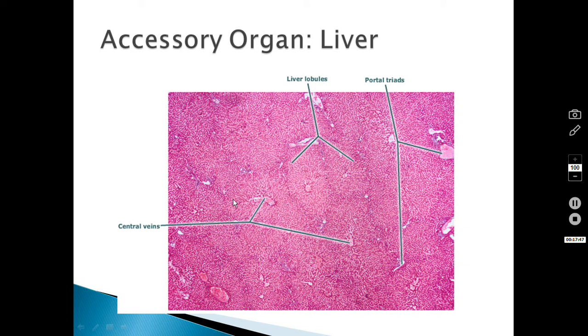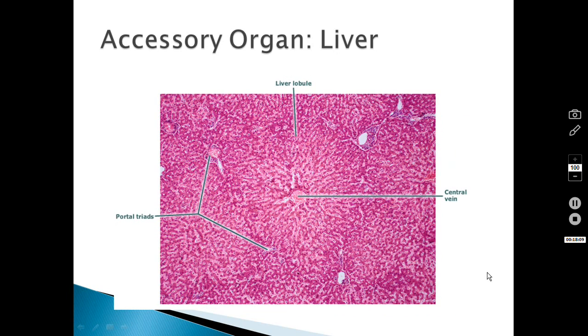Here's another lobule here. You can see the central veins, right smack in the middle of the lobule, and then the portal triads where the arteriole, venule, and bile duct tend to get clustered at the corners of the lobules.